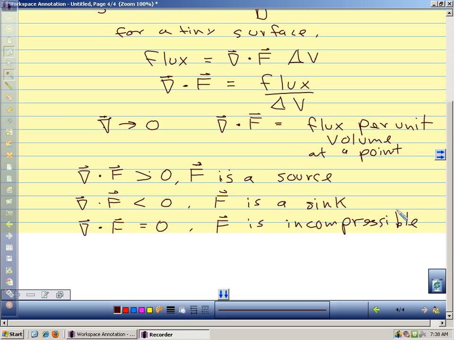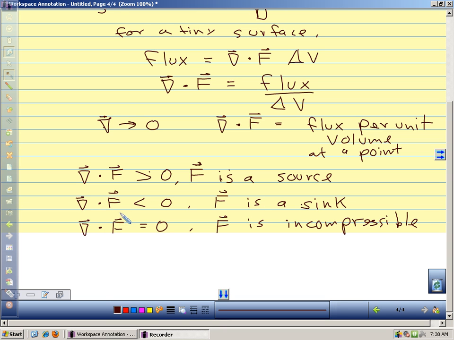So if we're thinking of fluid moving in and out of a region, if the divergence is positive, we're thinking of fluid coming out. If the divergence is negative, we're thinking of fluid going into the surface. And if the divergence is 0, it's static. Nothing's happening. It's not going in or out. So you might see these terms when you talk about vector calculus. When you talk about the divergence, you might hear your vector field referred to as a source, a sink, or incompressible. So you'll know what that means.